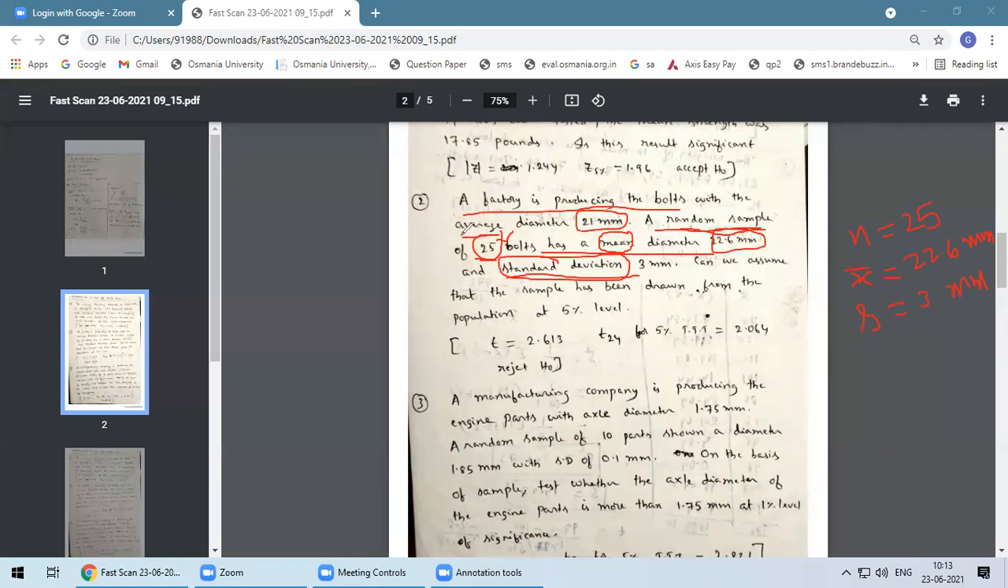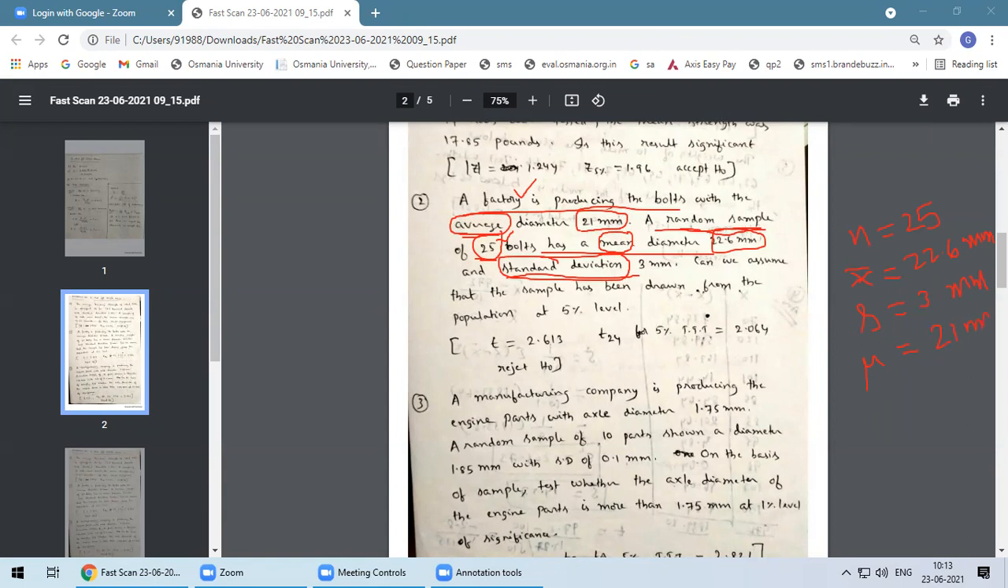Average means mean. So this is nothing but the population mean. On an average, 21 millimeter diameter bolts the factory is manufacturing. So this is the general, overall information. Overall, what is the average diameter they are producing? 21 mm. So that is nothing but the population mean. Average means population mean, so the population mean is given. So mu equals 21 mm, because this is not sample data.